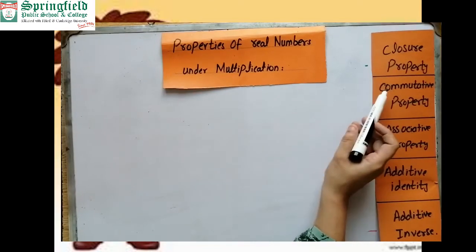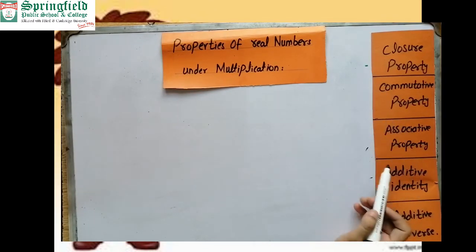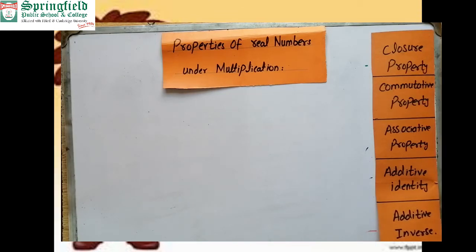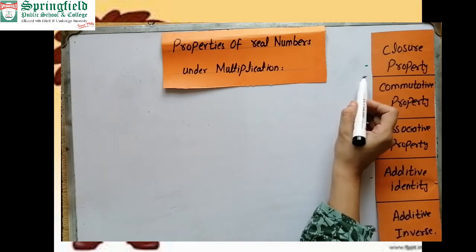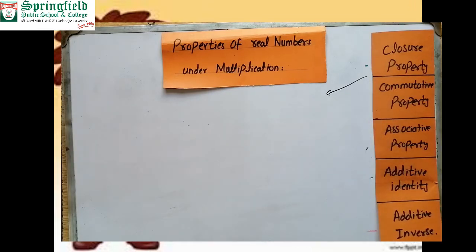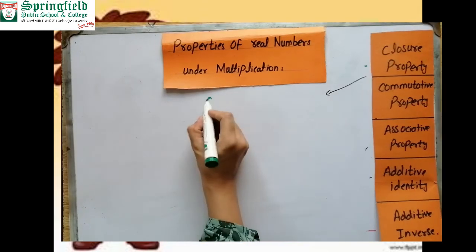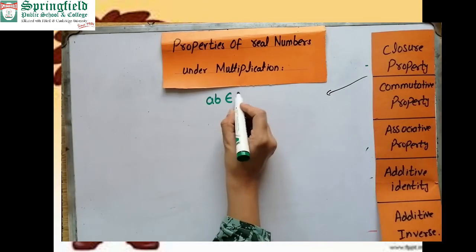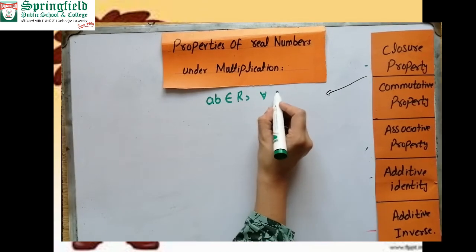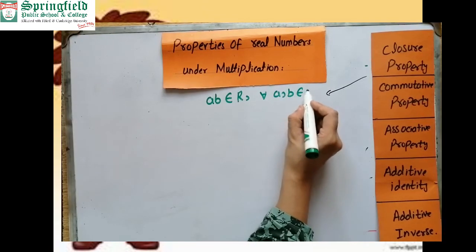Closure, they have closure property, commutative property, associative property, and additive identity and additive inverse. So first we will explain the closure property. Okay, closure property means the multiplication of A and B belongs to real numbers when A and B both are real numbers.